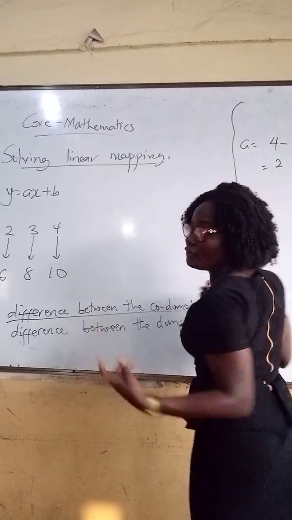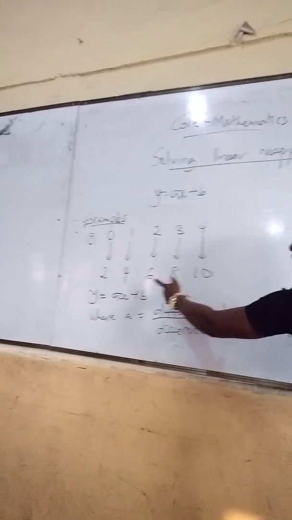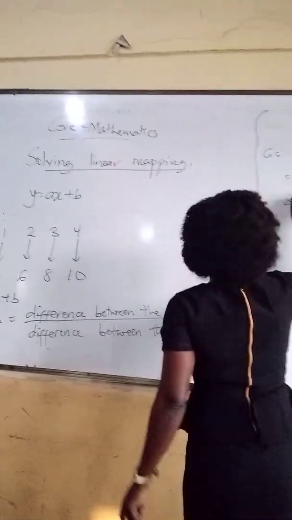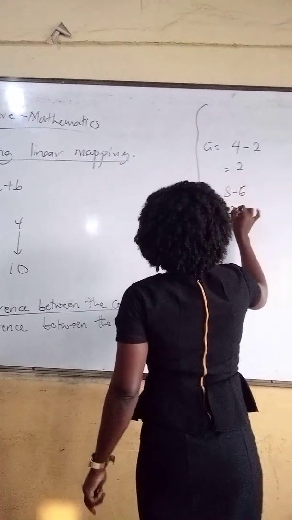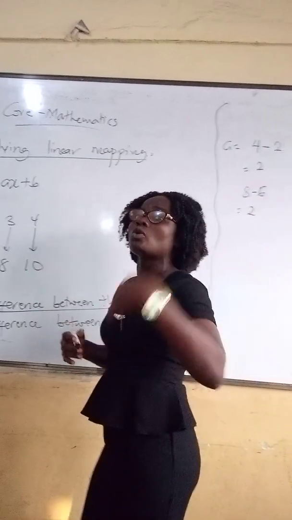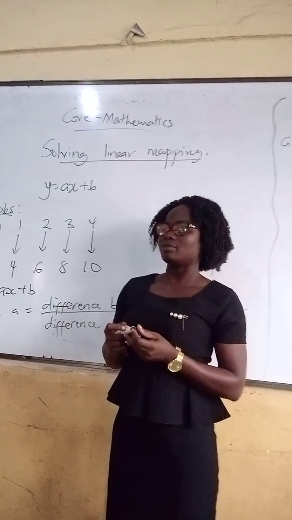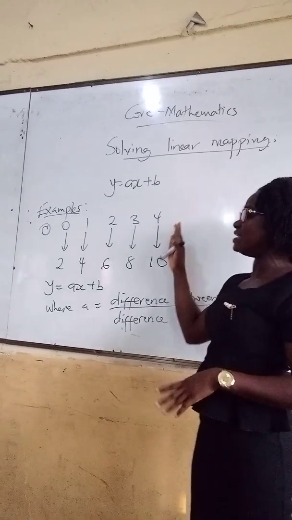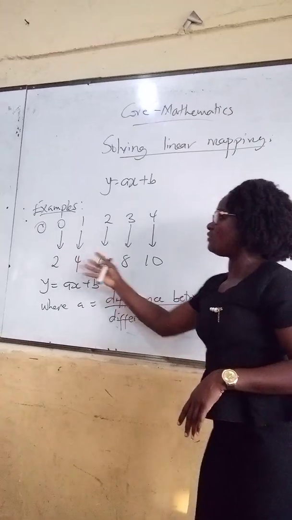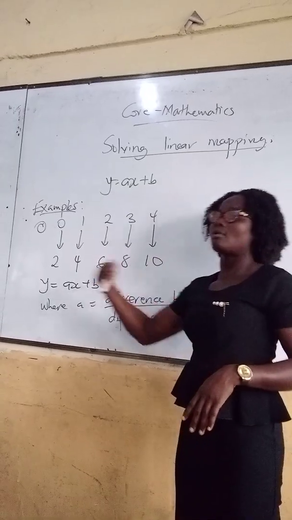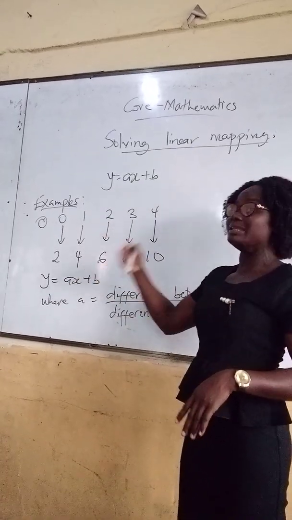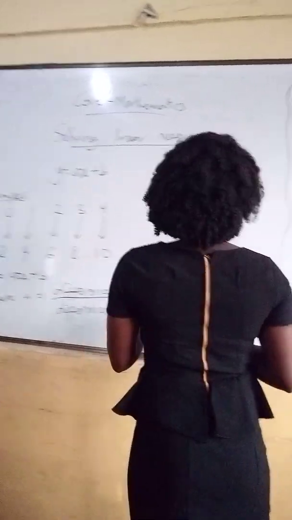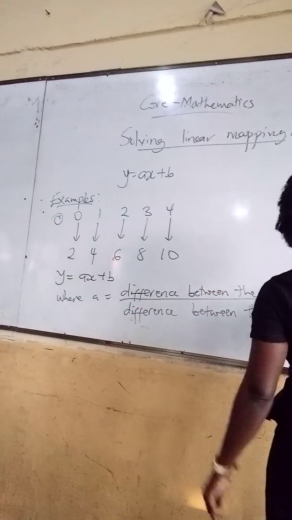Good. We can prove it by taking any other value. So 8 minus 6 is equal to what? 2. It means the difference is what? Constant. You understand? We said that for you to be able to know that the mapping is linear, observe the difference between the codomains. If they are constant, meaning it's what? A linear mapping. Great.